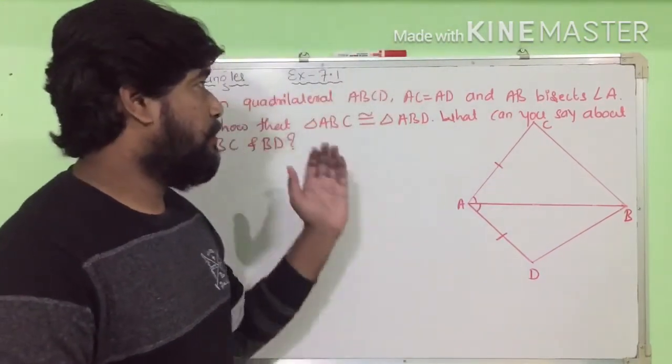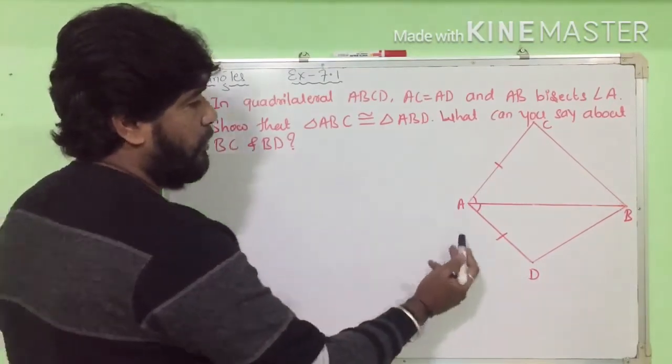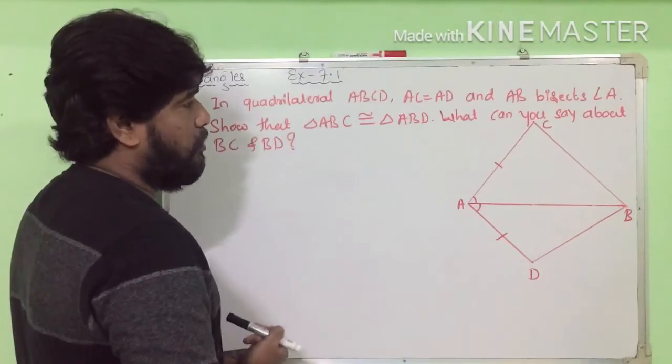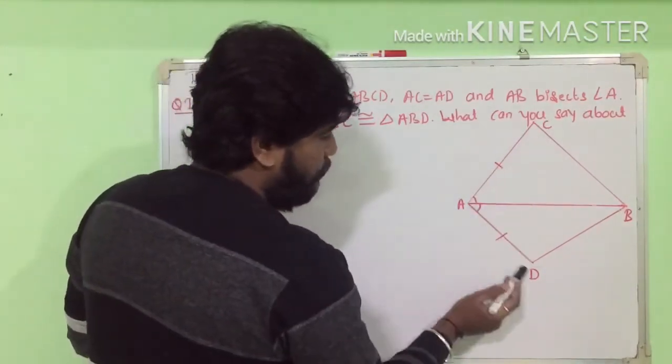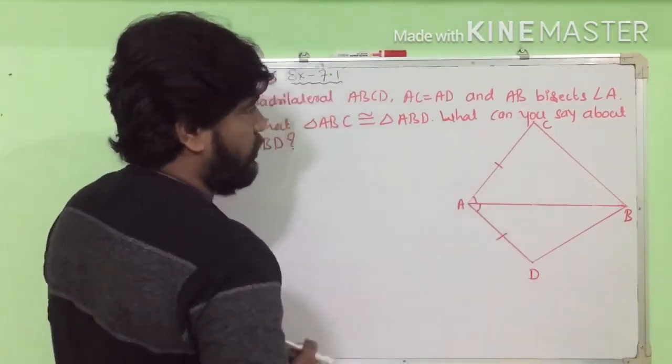So exercise 7.1, the first question is: in a quadrilateral ABCD, AC is equal to BD. They have given here that AC is equal to BD, so these two sides are equal. They have given the mark also, right?